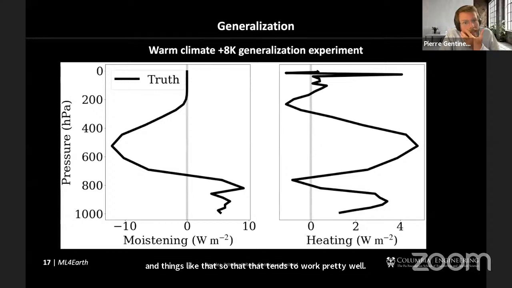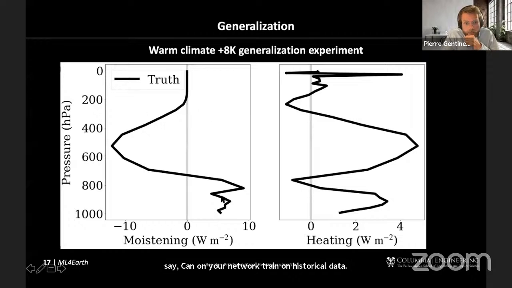The second issue we wanted to tackle is one of generalization. So we say, okay, let's go to a very extreme case, right? Let's go to a +8 Kelvin experiment. And what we would want to do here is ask: can a neural network train on historical data and actually predict or project the future?